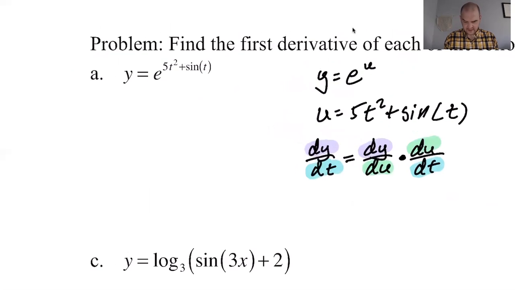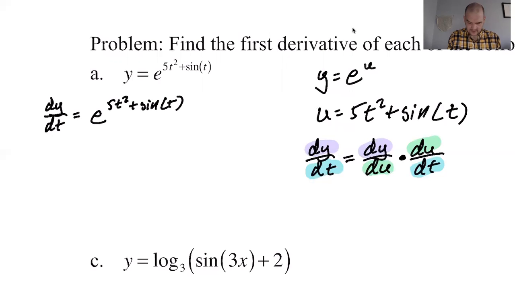But I prefer to do it a different way, with an intuitive approach where I just say, I'm going to find dy dt, and it's going to be the derivative of e to the u, or e to the something, is just e to that thing. So e to the 5t squared plus sine of t times the derivative of that thing. I'm going to go with parentheses here to make sure that everything gets multiplied by that e to the blah. So the derivative of 5t squared is 10t, and the derivative of sine is cosine.